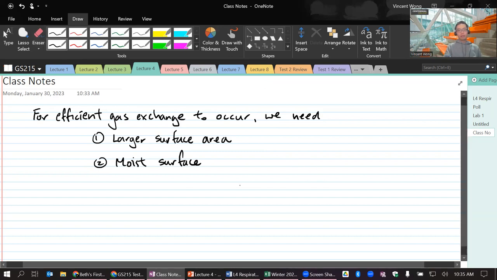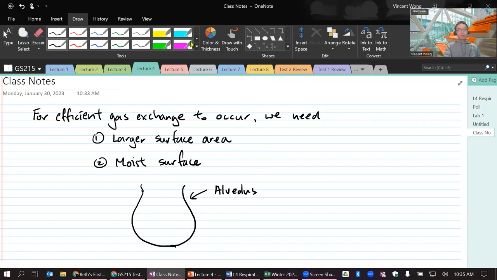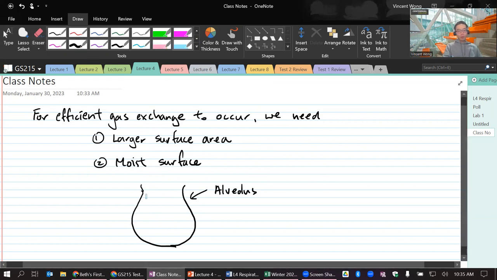That's why if you look at an alveoli cluster, they are spherical in shape like this. Okay, so this is the alveolus. Now to create a moist surface, we would have some moisture on the inside, and the moisture is nothing other than water. Okay, this is an exaggeration, okay? Like you're not going to be drowning in water like that. It's just a very thin coating.